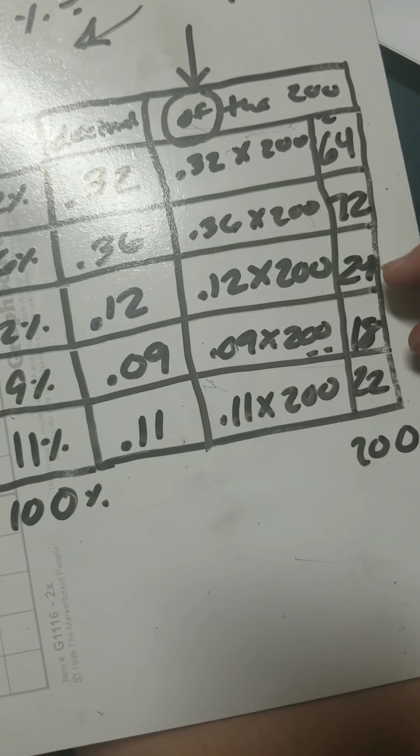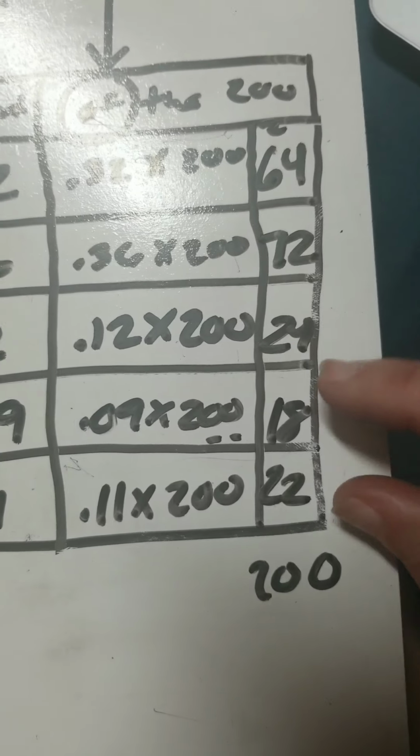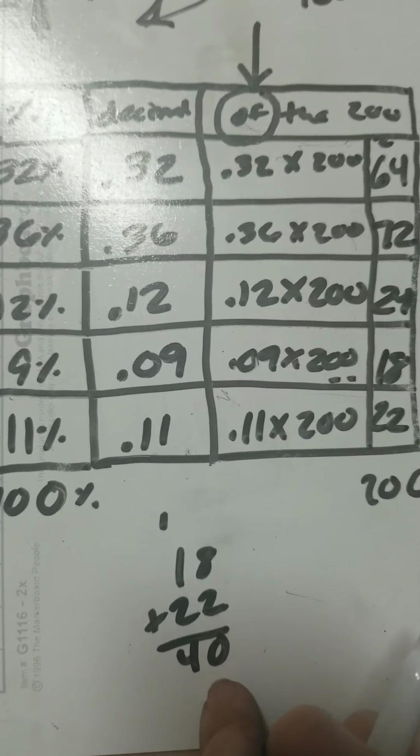How many vegetable plants are either cucumbers or peppers? So now I'm talking about these two down here. So now I need to do is just add these two together. So there are 18 cucumbers and 22 peppers. So there are either 40 cucumbers or peppers.